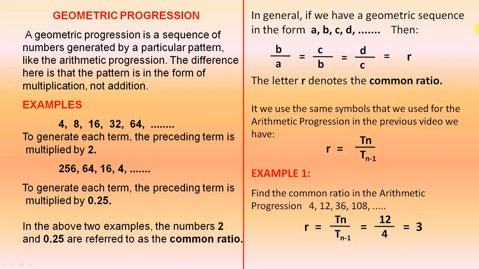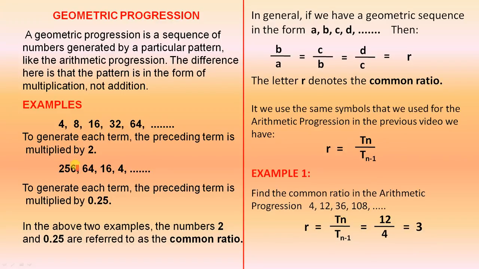Geometric progression. A geometric progression is a sequence of numbers generated by a particular pattern, like the arithmetic progression. The difference here is that the pattern is in the form of multiplication, not addition. Here's an example. We have 4, 8, 16, 32 and 64. To generate each term, the preceding term is multiplied by 2. 2 4s are 8, 2 8s are 16 and so on.